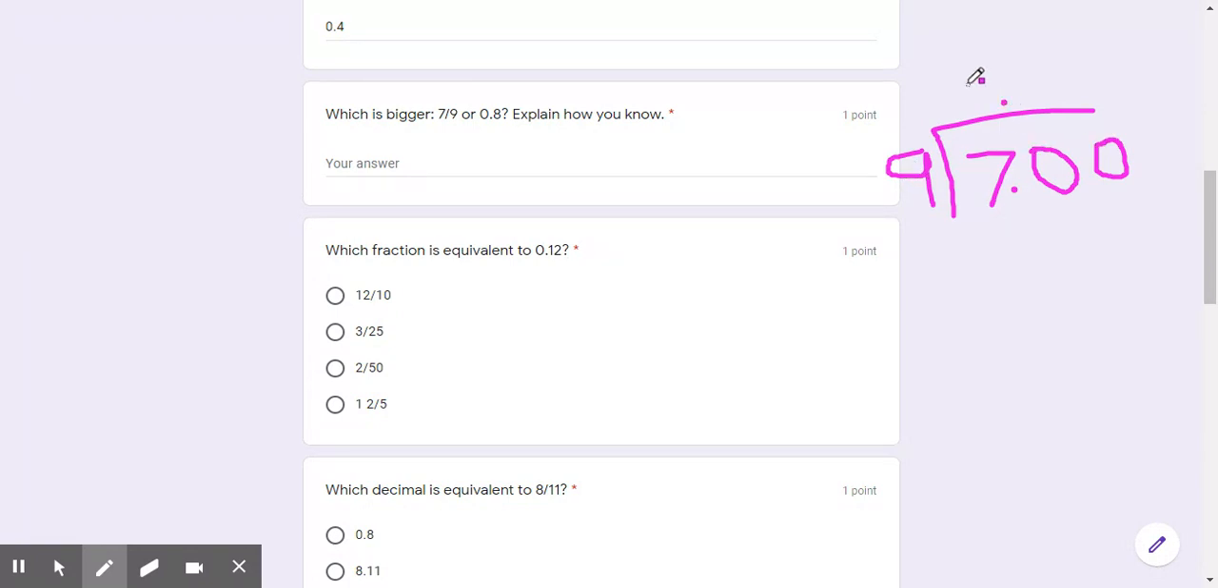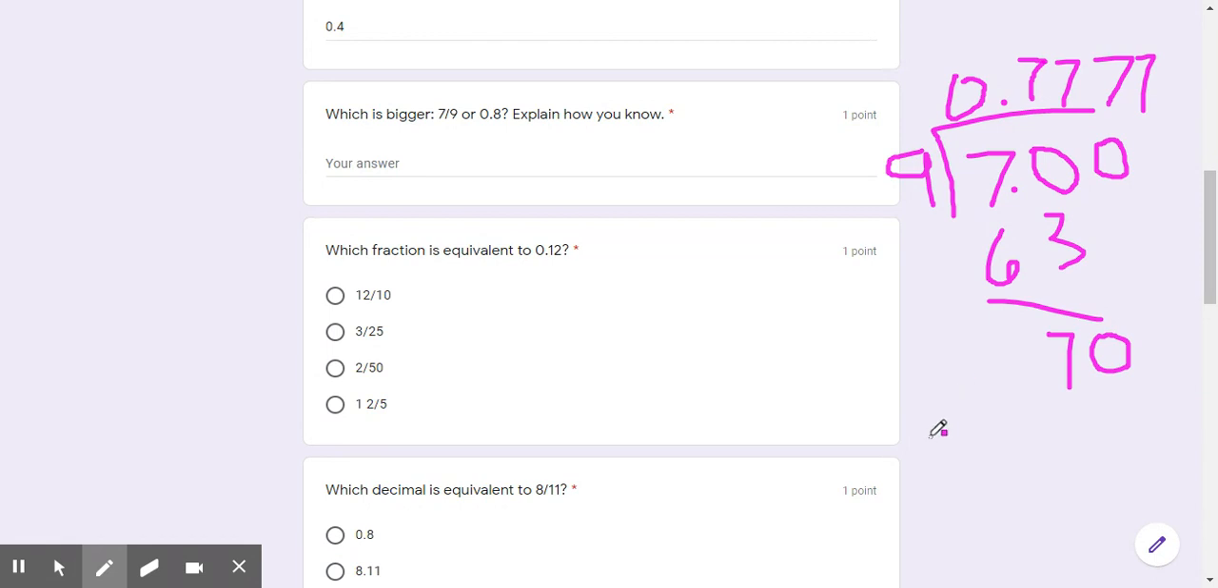9 goes into 7 0 times. 9 goes into 70. Let's see, I think 7 times. 7 times 9 is 63. 70 minus 63 is 7. Bring down another 0. 9 goes into 70 7 times. And notice how I've been putting 9 into 70 twice in a row. It's going to keep going literally into infinity. So the decimal version of 7/9 is 0.7 repeating.